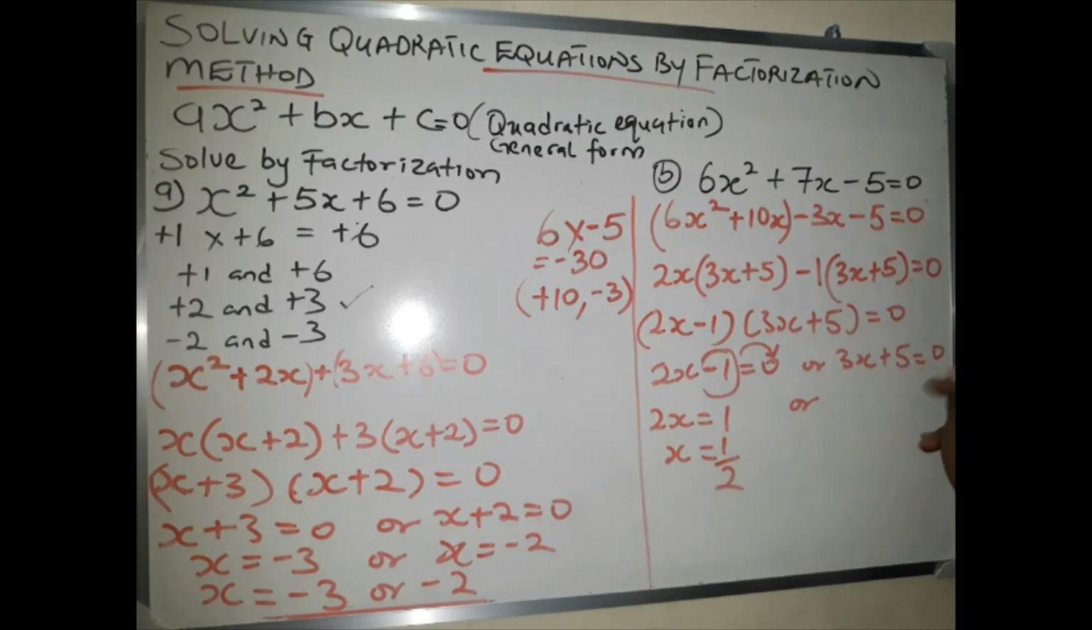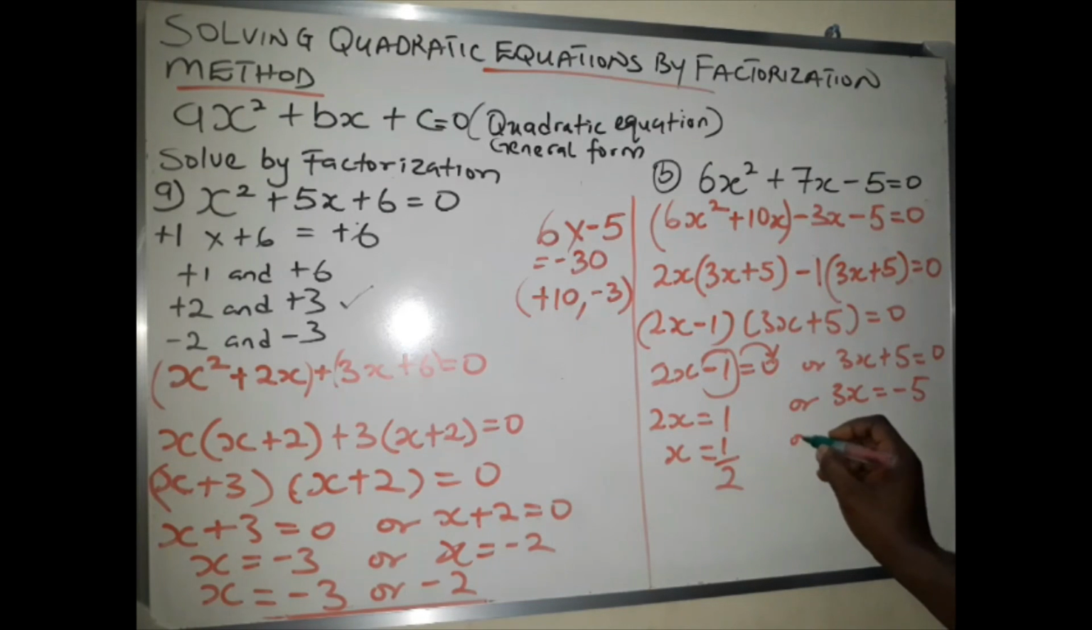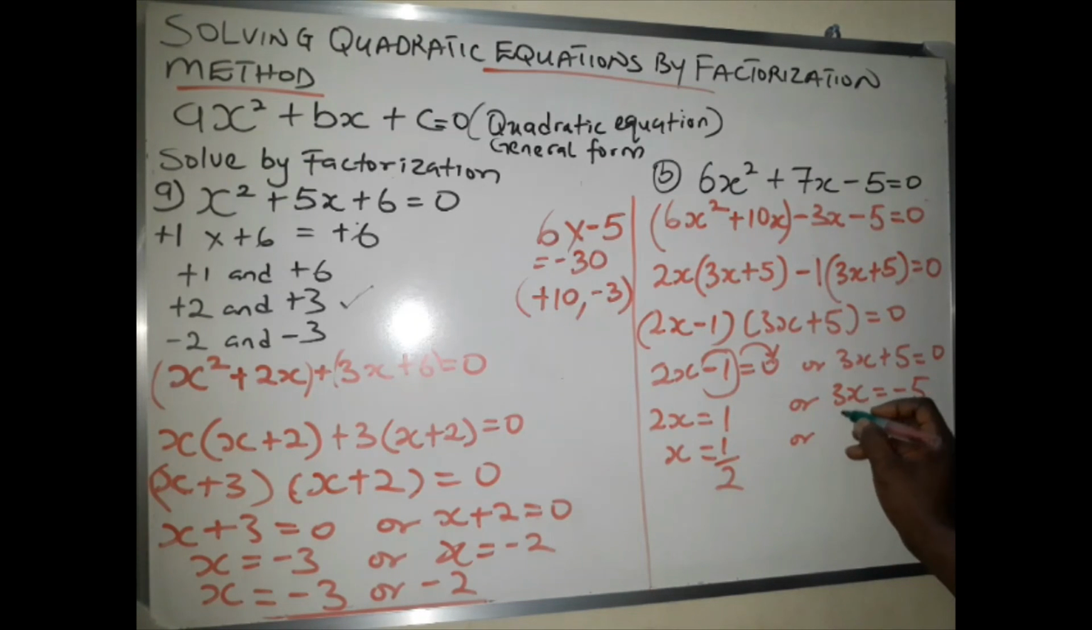Go to the other side. You move plus 5 to the other side, it gives you what? You move plus 5 over the equal sign, it gives you minus 5. And then you make x the subject of the formula by dividing both sides by 3. So when you divide both sides by 3, x will now be equal to minus 5 over 3.